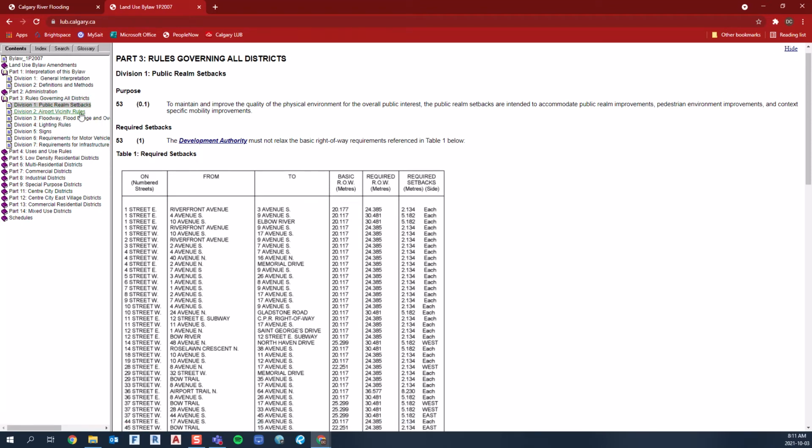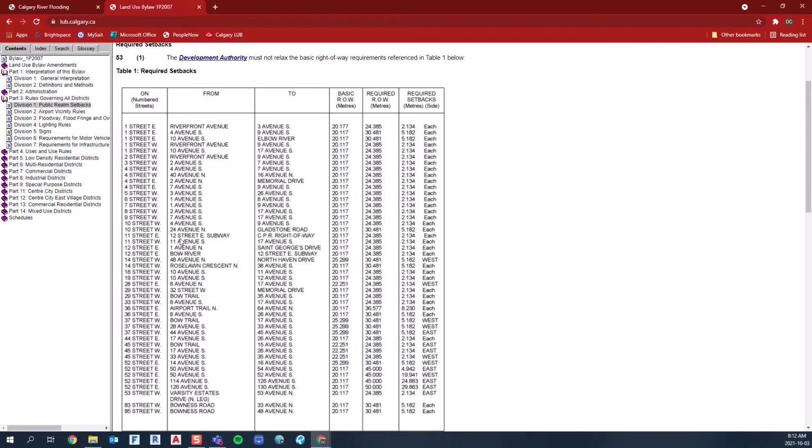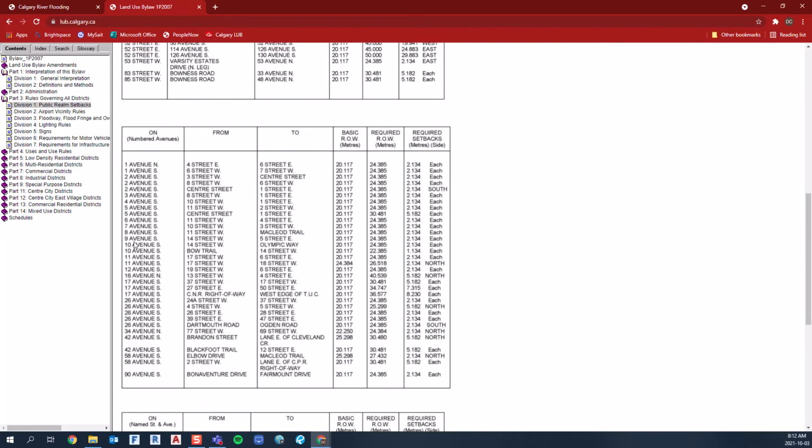Public realm is an important one. This is the road right-of-way. It used to be called the road right-of-way. Now they call it public realm because maybe they're realizing that we might not want it for a road, but we might want it for a sidewalk or whatever. So you just find your street or avenue, and usually it's the major streets and avenues in the city. Basically they tell you the distance between.